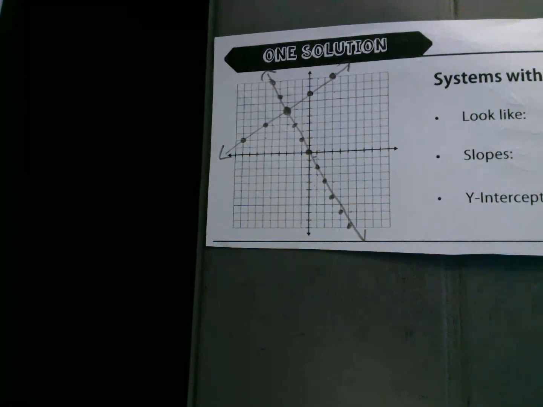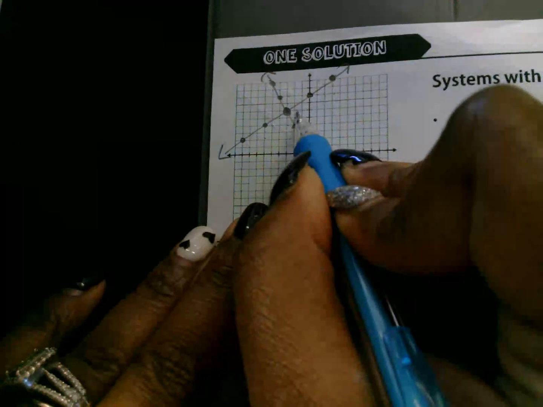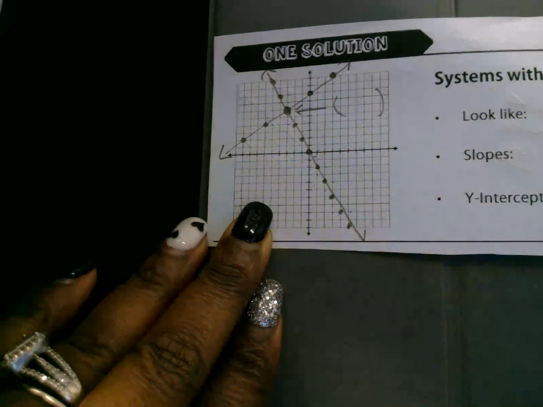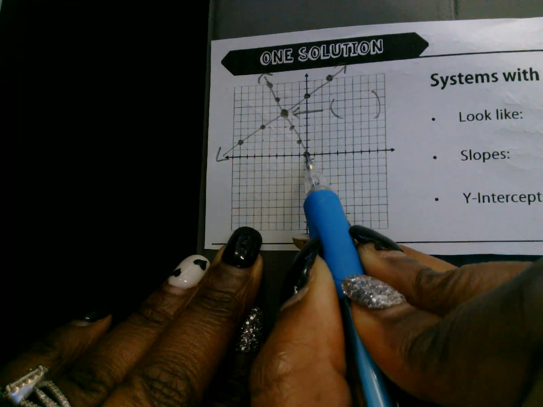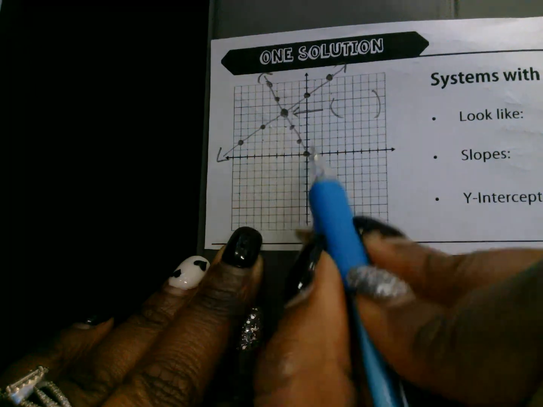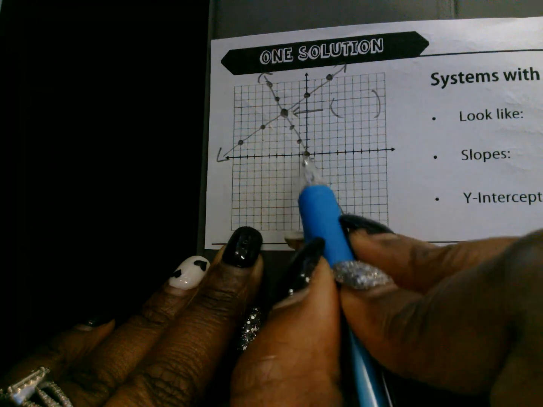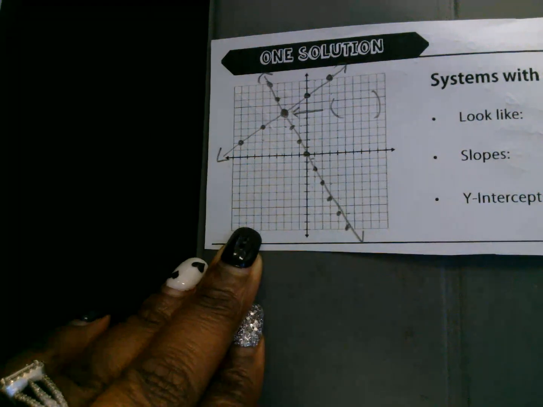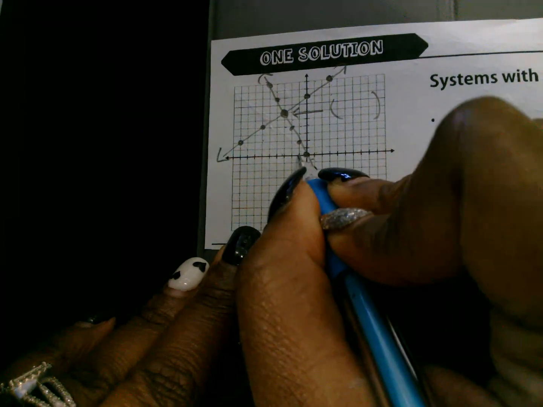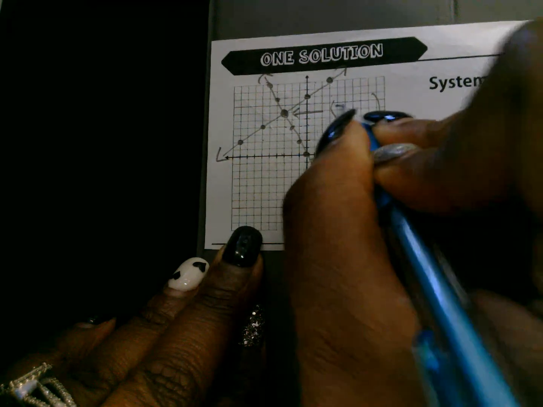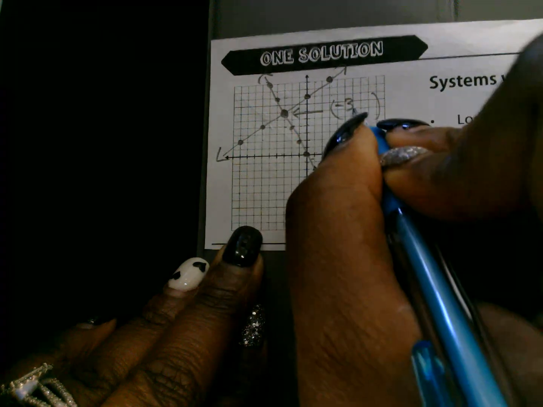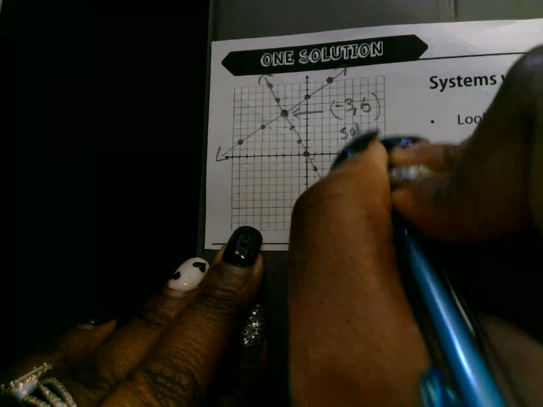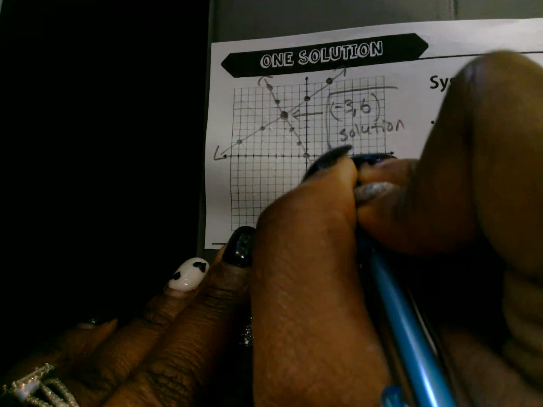I made the point in which they crossed just a little darker so that you could see it. This is the solution because this is the one point that they share. What point is that? What is this ordered pair here? Go over to the left and then go up. Very good, babe. Negative 3 and positive 6. This is the solution. This is the one point that they share.